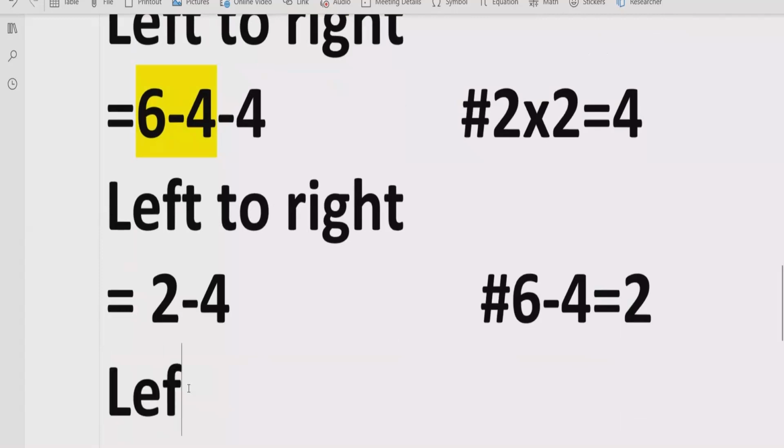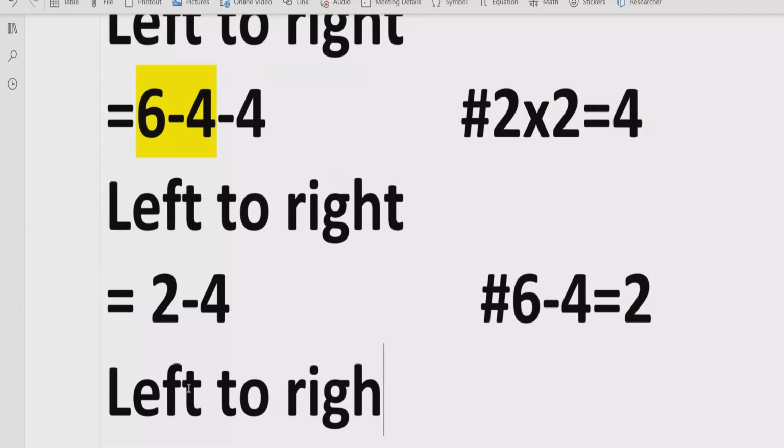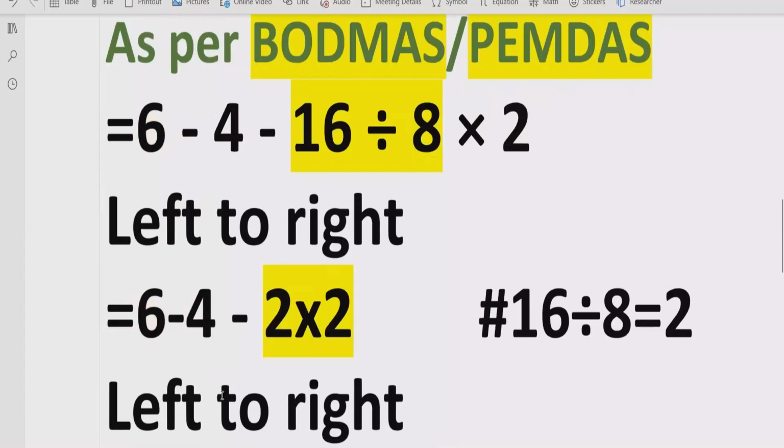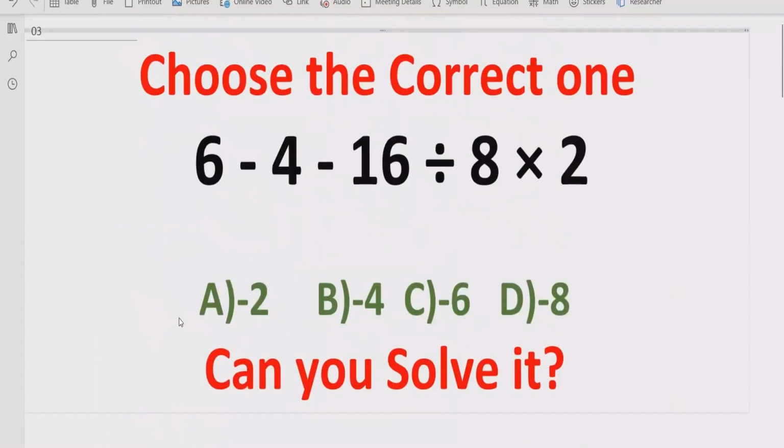Now, again, we have to go left to right, or you can say we have only two terms which are basically subtraction sign with each other. So we have to subtract 4 from 2 and it becomes not 2, it becomes minus 2, because we have the minus sign with the larger number. So that's why we have to write the minus 2. So the answer of the given expression is minus 2, which is option A.